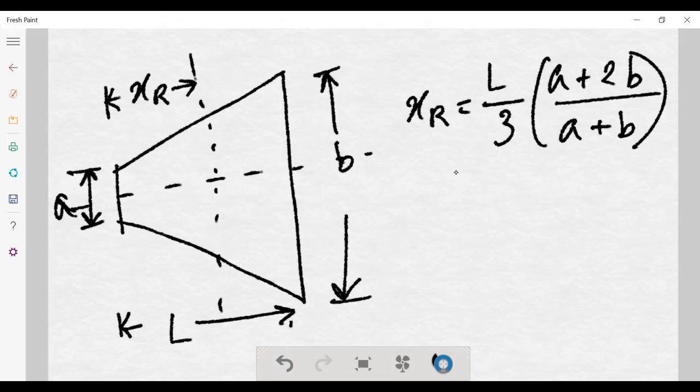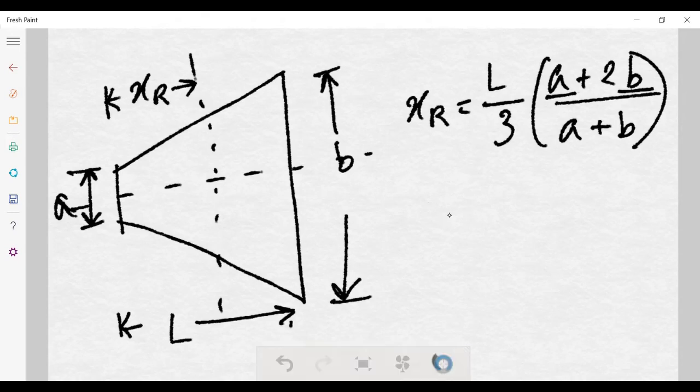Our main aim is to find A and B. L we have got, but A and B we have not yet found out. A and B are two variables, so we need two equations. One equation we have already got, with XR and L known. If we find one more equation for A and B, we get two equations and two variables, so we can solve it.